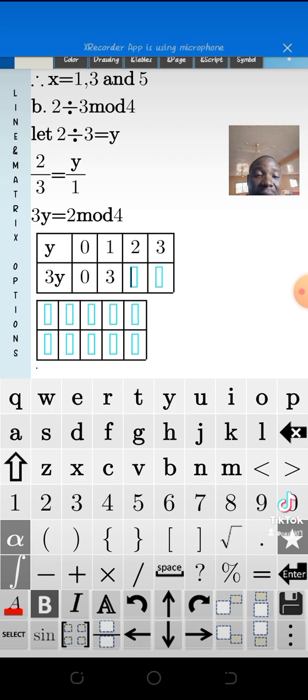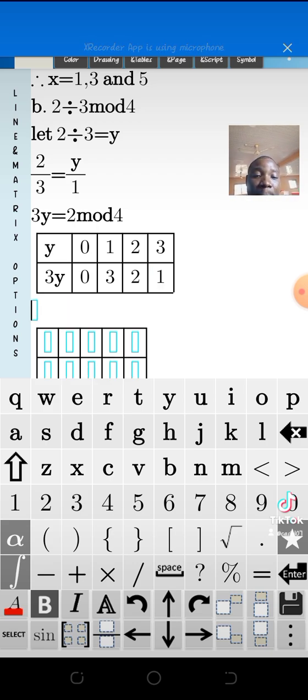And then 3 times 2 is 6 normally, but since we are dealing in mod 4, it's going to be 2, because 4 into 6 is 1, remainder 2. And then 3 times 3 is 9 normally. So 4 into 9 is 2, remainder 1. Is that okay? So you have this.